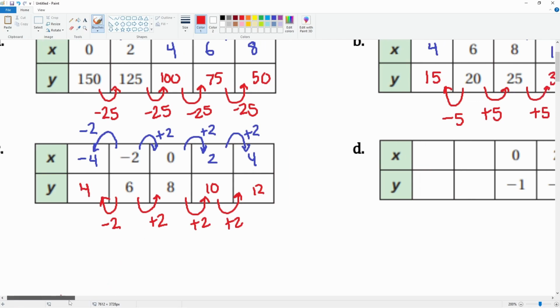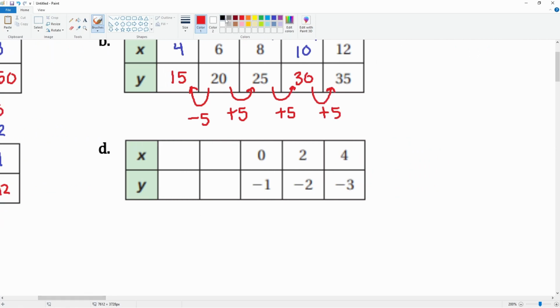All right, let's look at this one. To go forward here, we are going to be adding 2 each time. So to go backwards, we have to subtract 2. So 0 minus 2 is -2. -2 minus 2 is going to be -4.